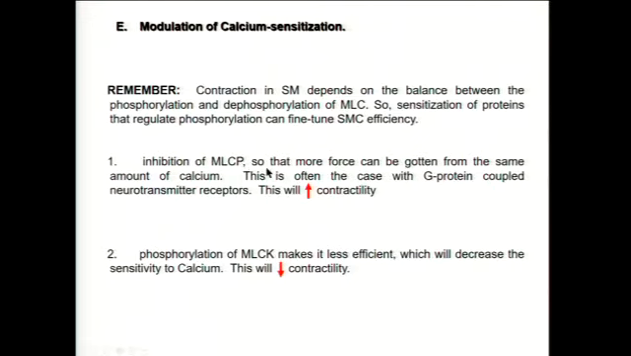So you can inhibit the phosphatase. That keeps the head on the actin. So you can get more force per calcium. You get more bang for a buck. So you can inhibit the phosphatase. That will cause increased contractility.